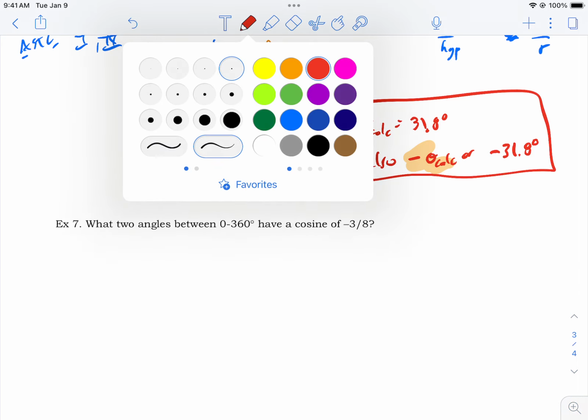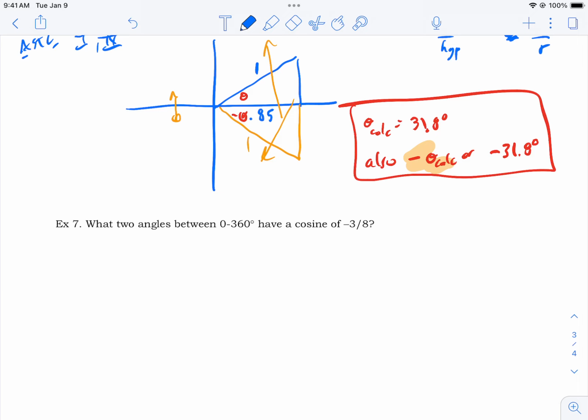Ready? Pause, come back. Okay, cosine is negative, so it was positive in the first and the fourth, which means it's going to be negative in the second and the third. So I know I'm going to draw myself in the second and the third. I need a cosine, again that's x over r, of negative 3/8, so maybe something like this. So the x is negative 3, and then the r is 8, sorry, 8. Negative 3 to 8 ratio that way, x over r.